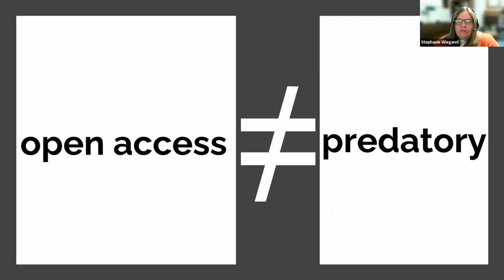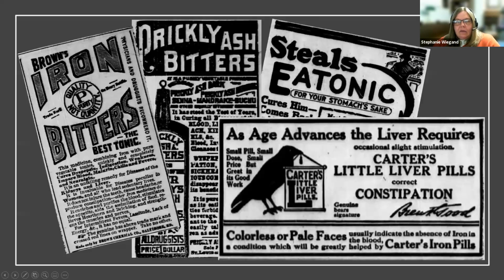And bad actors have always existed in journal publishing. If you go back to the late 1800s and early 1900s, a set of medical journals existed that claimed to be scholarly and scientific, but they really existed mostly to act as advertisements for the latest and greatest of cures or treatments. Make you healthier, make you grow more hair, make you grow less hair, depending on what you wanted.